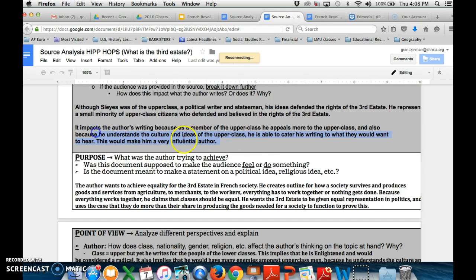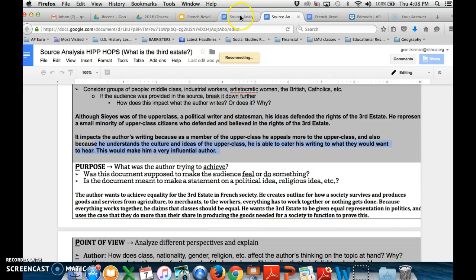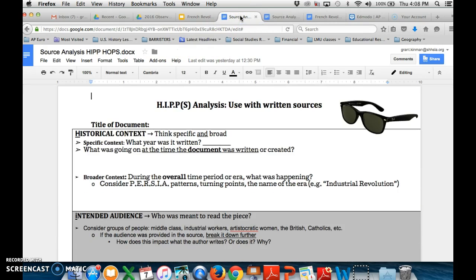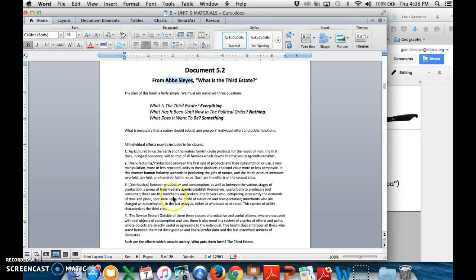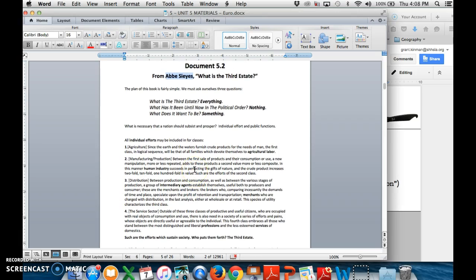And the Third Estate obviously is going to like it as well. So far I haven't even read any of the document. I'm just using outside knowledge, right? Which you can do too. You have that knowledge. And then for the purpose, I have to get into the actual reading of this document.